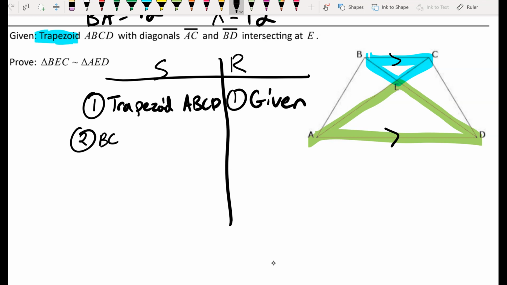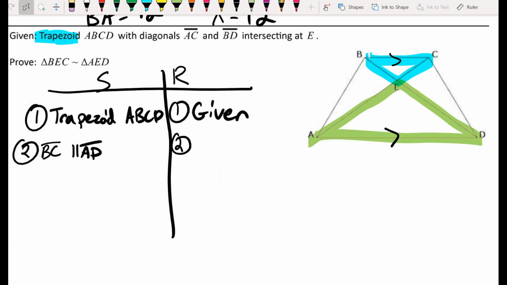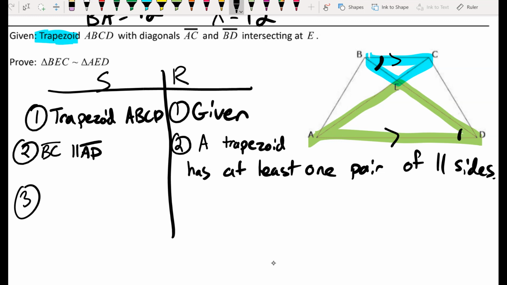So I'm going to state that my side lengths BC and AD are parallel. Now the reason I know that, there's lots of different ways you could word this. I just like to write the definition of a trapezoid. A trapezoid has at least one pair of parallel sides. Right, so it looks to me like BC and AD are the ones that are parallel there. And if I have parallel lines, all of a sudden I could start looking for, oh, I've got congruent alternate interior angles there and there, and there and there.